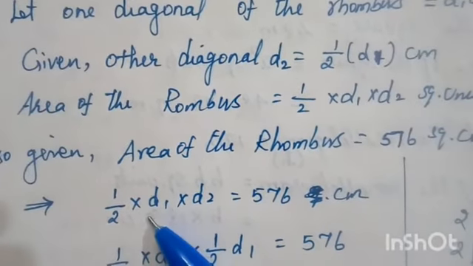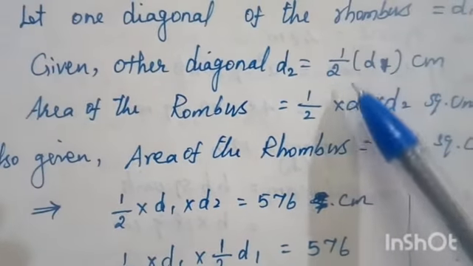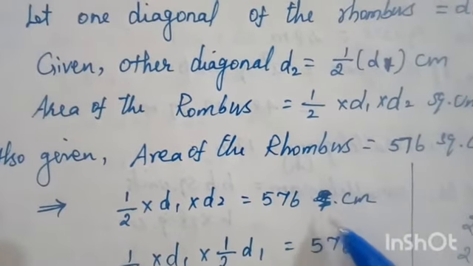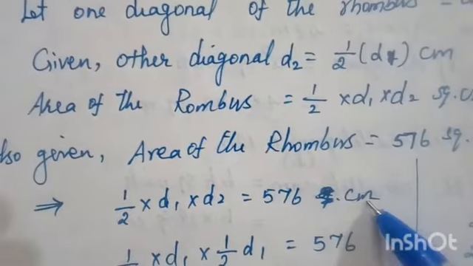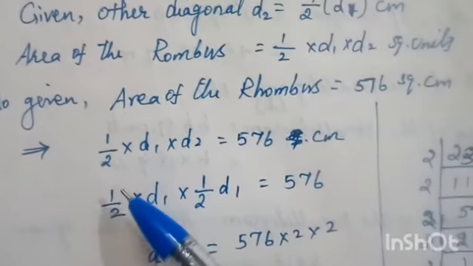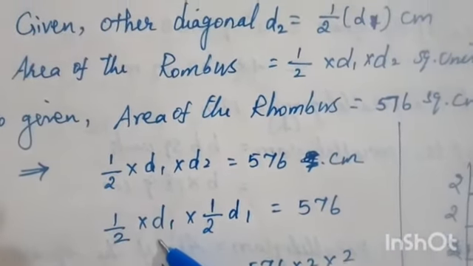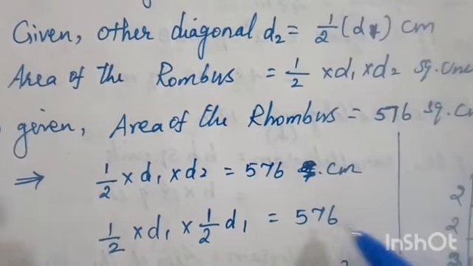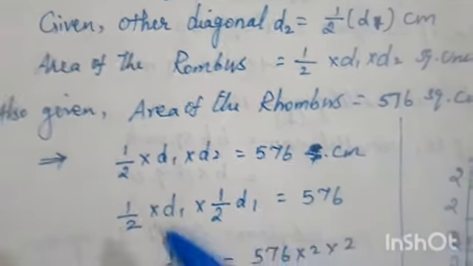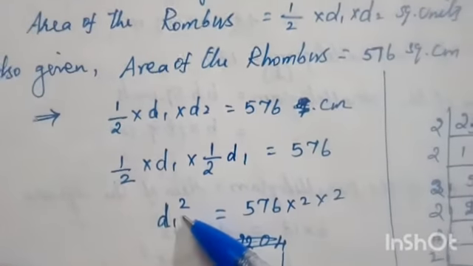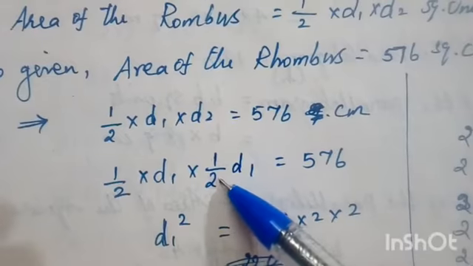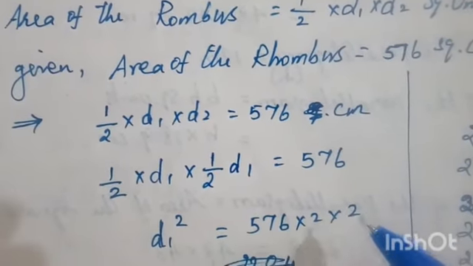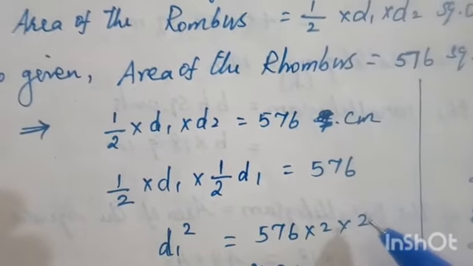First you write this formula, the area of the rhombus formula, and compare the area formula and the given area. So half into D1 into D2 equals 576. D2 is given as half into D1, so half into D1 into half into D1 equals 576, that is D1 square. Both denominators 2 you transpose to the right hand side, and it becomes multiplication. So 576 into 2 into 2.